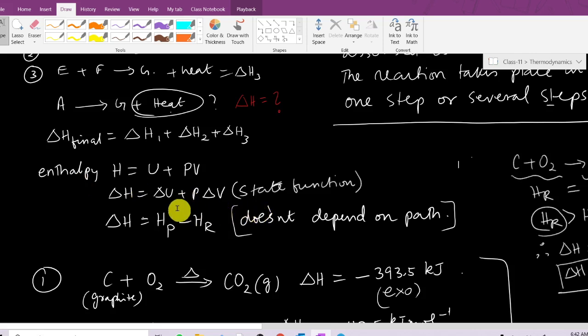Therefore enthalpy is a state function. Okay, it depends only on the state of the system. Now the change in the enthalpy is given by final minus initial, that is product minus reactant, that is enthalpy of products minus enthalpy of reactants. Always the change in any parameter is given by products minus reactants. Therefore it does not depend on the path, it depends only on the state of the system.